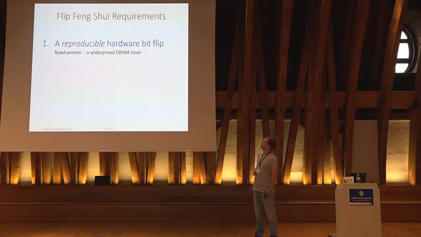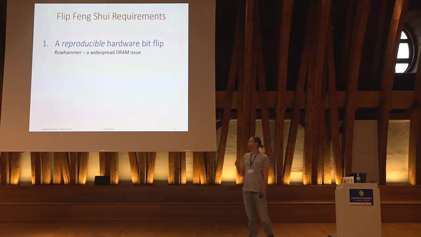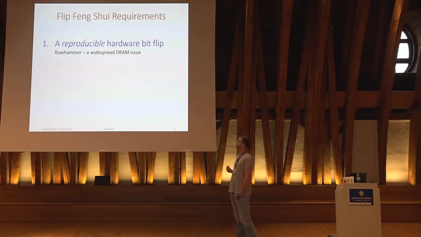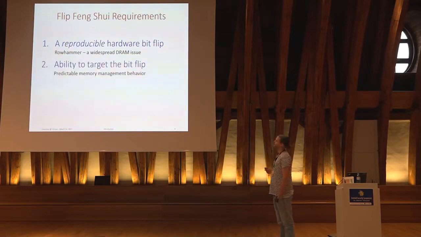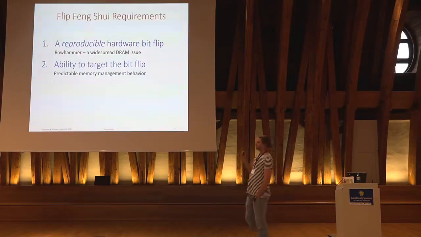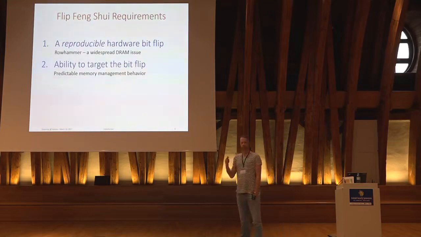Let's start with the introduction. The requirements to do a Flip Feng Shui attack are basically two. One is we need a hardware bit flip in DRAM that we can reproduce. For this, we're going to use rowhammer, but if at some point somebody invents another way to do this, you can also use that. And the second thing we need is the ability to target a bit flip, so be able to get some useful data stored in a location in DRAM that you can flip bits in.